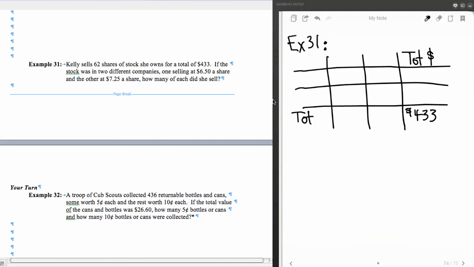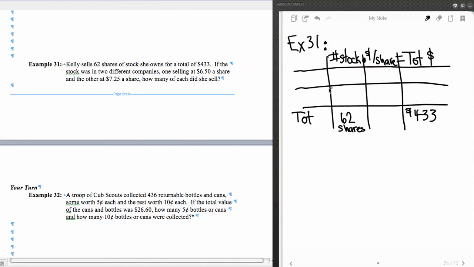And then the first thing it said was she sells stocks she owns for that value, 62 shares. So this is going to be a number of stocks, isn't it? Because those are the things that she's selling. So those stocks, their total is 62, and those are shares. And now what we're also finding is that we have a value per share, so dollars per share. And now what we're going to hopefully learn is what types of stocks she had.